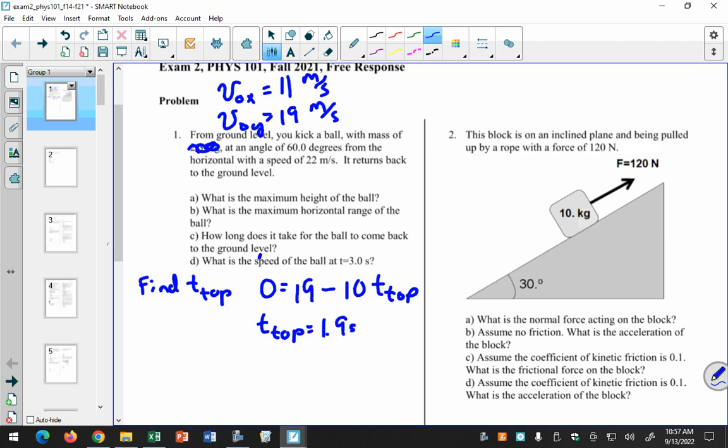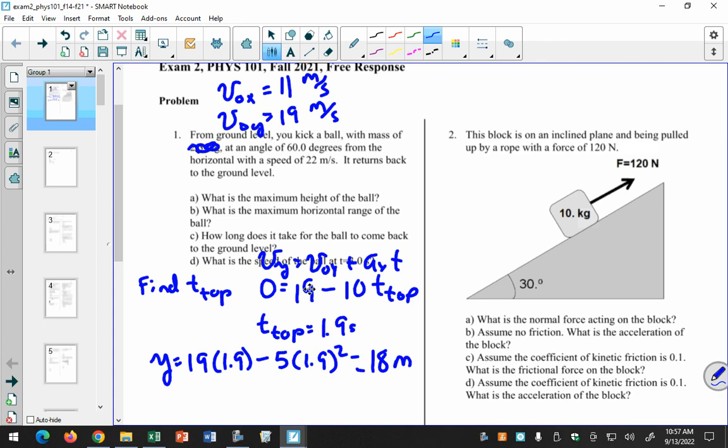I said vy equals v naught y plus ay times t. And then if I want to know the maximum height, I say y is equal to v naught y, that's 19 times 1.9 minus 5 times 1.9 squared. I get 18 meters. Okay, that's just like the one that we just did.